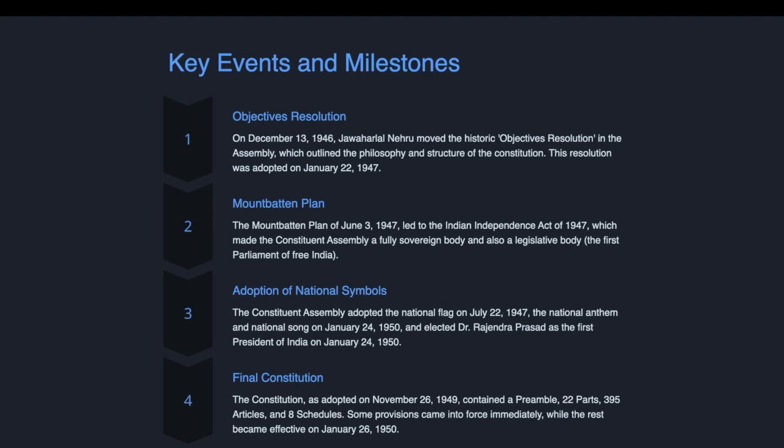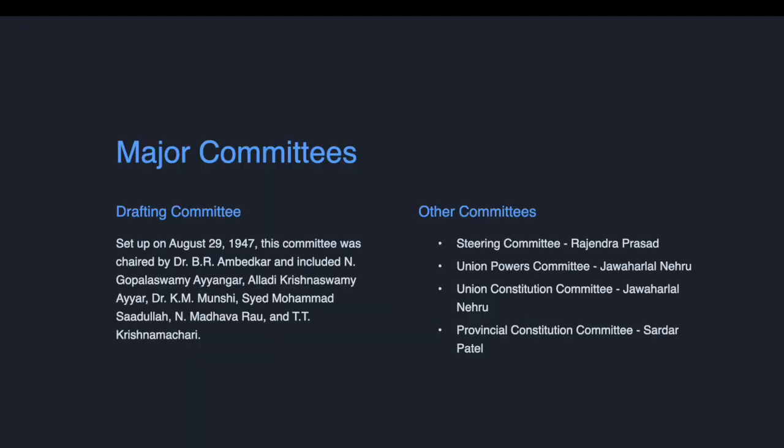Adoption of national symbols followed this sequence. National flag was adopted first on July 22, 1947, then national song on January 24, 1950, and Dr. Rajendra Prasad as the first president on January 24, 1950. The final constitution adopted on November 26, 1949 contained a preamble, 22 parts, 395 articles, and 8 schedules. Some of the provisions came into force immediately, while the rest became effective on January 26, 1950.